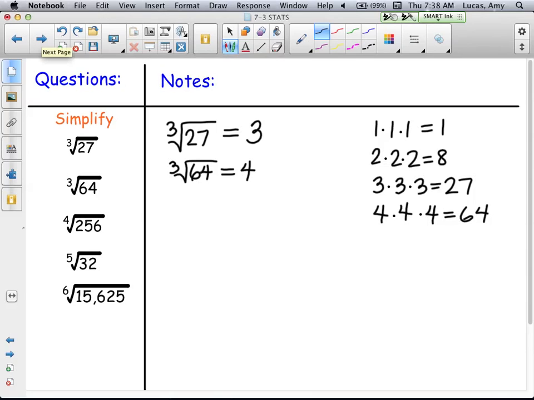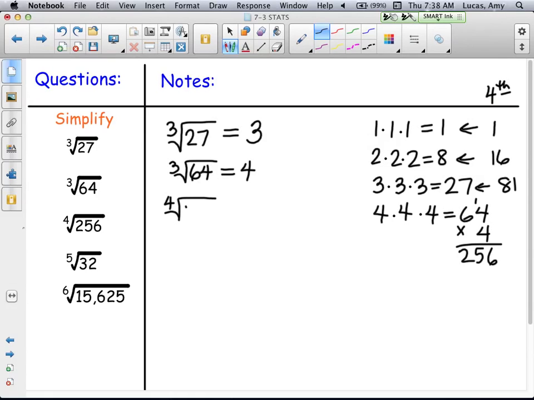You're probably going to want a calculator to help you out on these because we've got the 4th root of 256. I'm looking at the size of my numbers here, and I'm thinking if I multiply another 1 here, I'm still going to be at 1. If I multiply another 2, I'm going to be at 16. So this is for my 4th root. If I multiply another 3, I'm at 81. So maybe it's another 4. And it is. So the 4th root of 256 is 4.